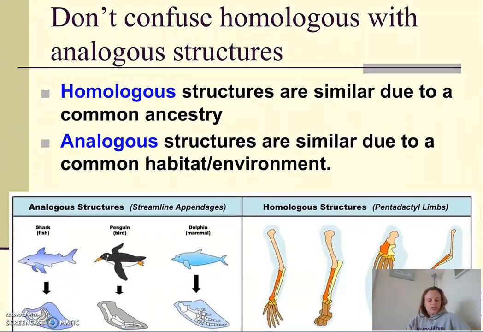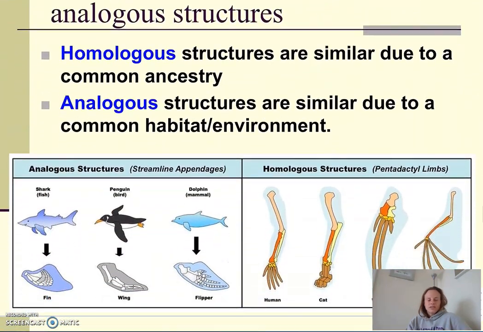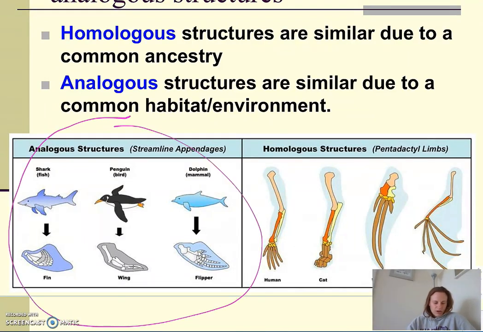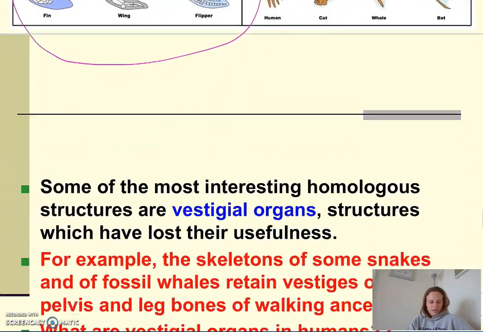There are other structures called analogous structures. Analogous structures are structures that are similar due to a common habitat or a common environment. So, for example, if you look at the fin of a shark, a wing of a penguin, a flipper of a dolphin, they all have similar structures because they were all involved in aquatic environments.